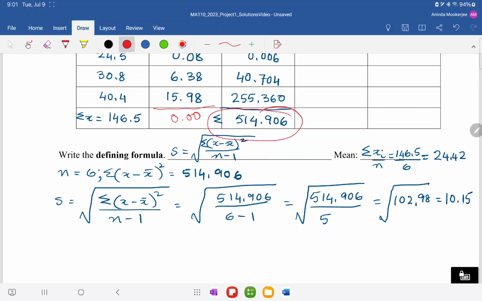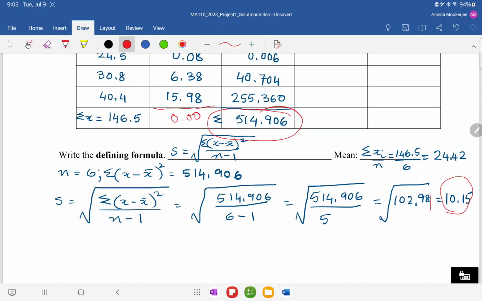Again, please show all your steps on the test, because every step has a point assigned to it. If you miss a step, you will lose the point for that step. All right, so the final answer is 10.15. So that's the standard deviation.